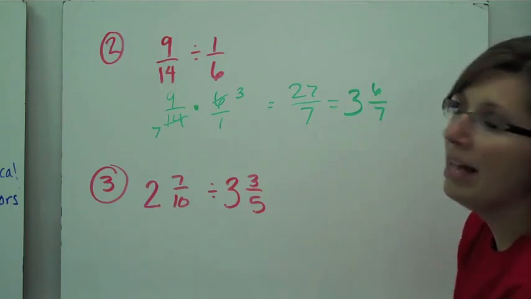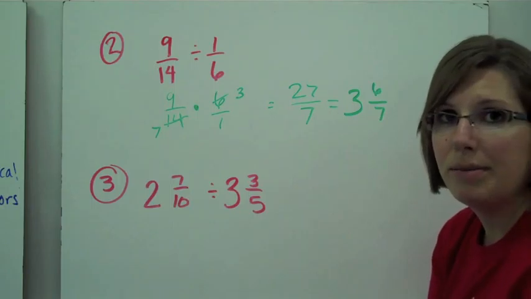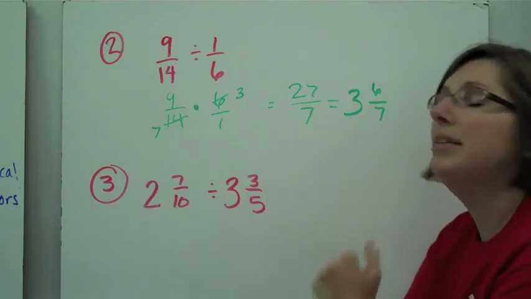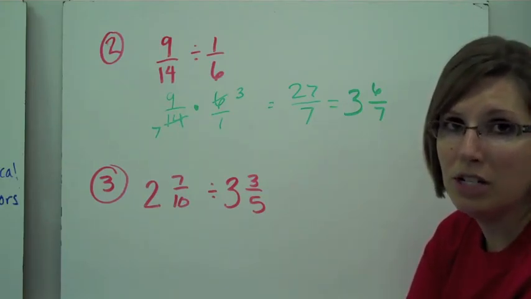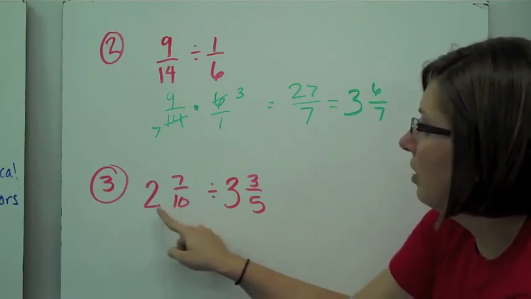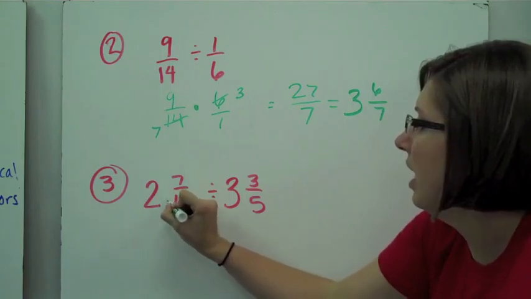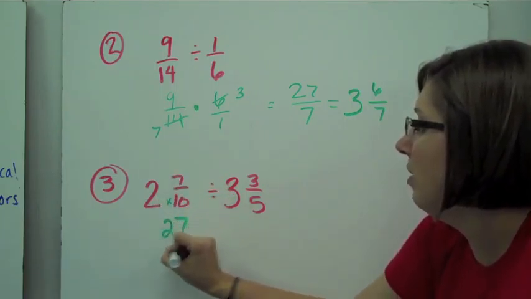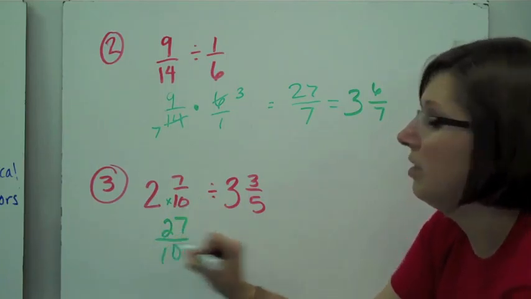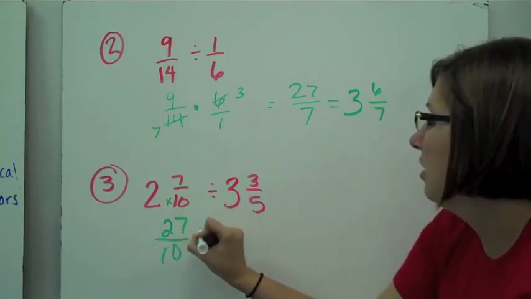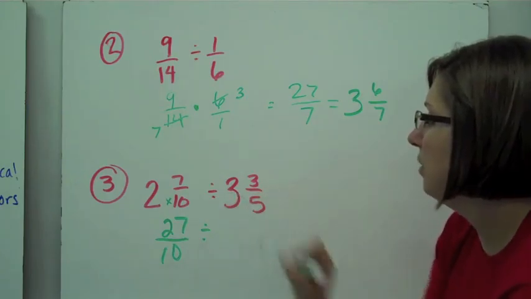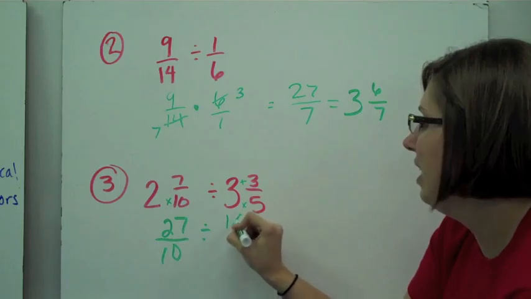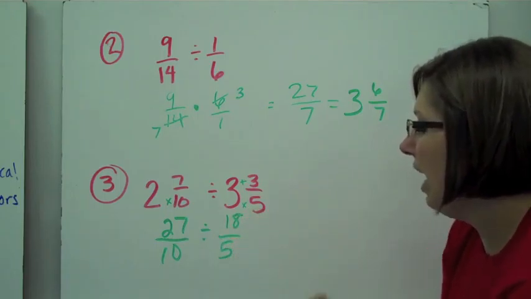This one here has all mixed numbers. To be able to divide accurately, I would have to change all my mixed numbers to improper fractions. To do that, I just multiply. 2 times 10 is 20. 20 plus 7 is 27. My denominator is still 10. So 3 times 5, 15. 15 plus 3 is 18. Again, my denominator is still 5.